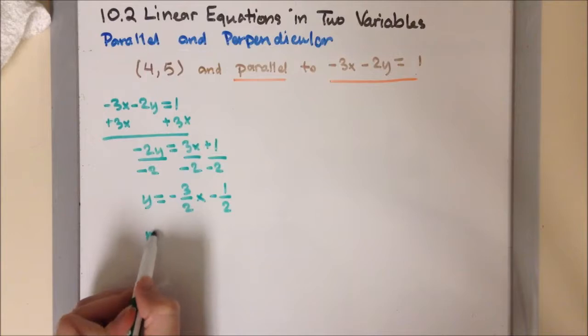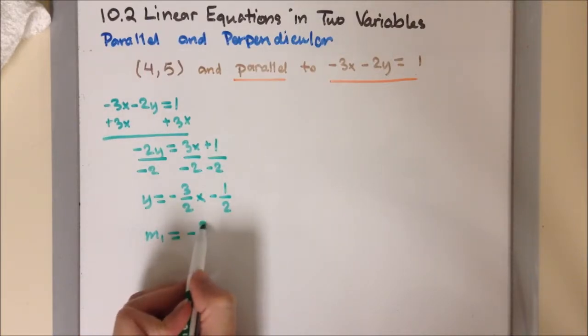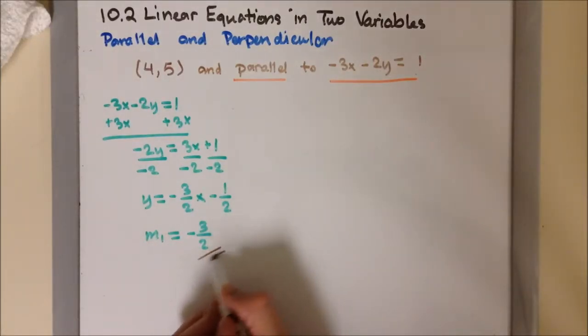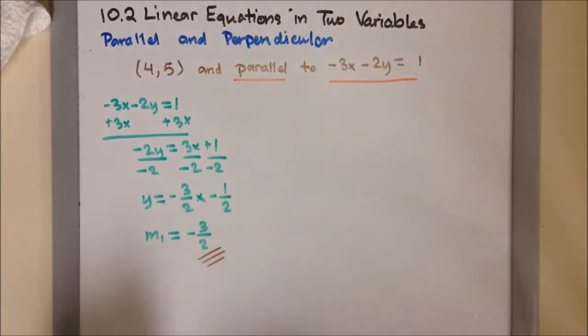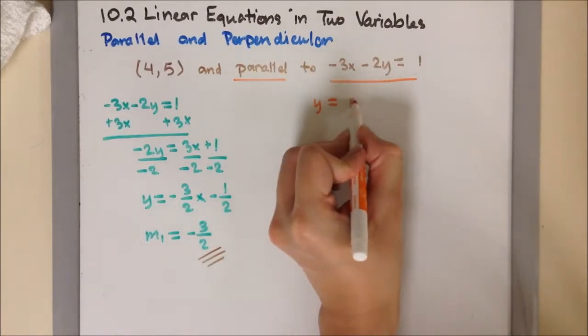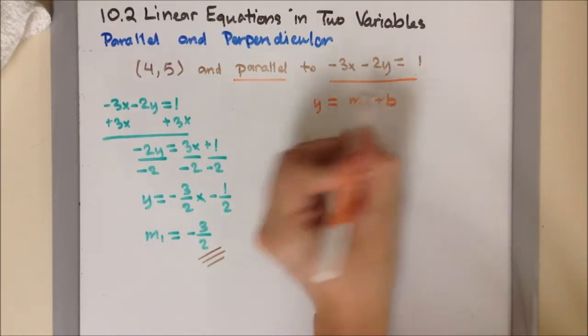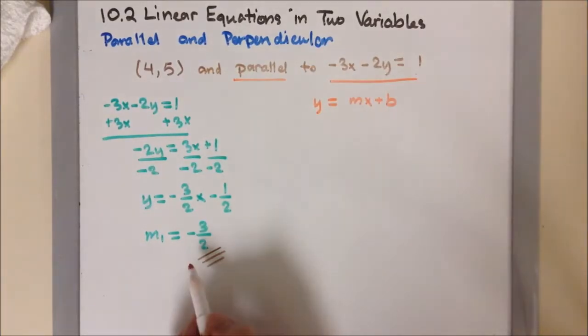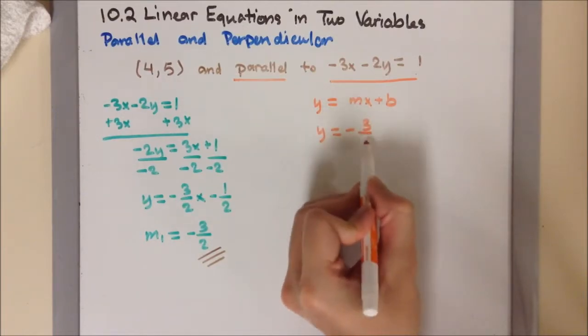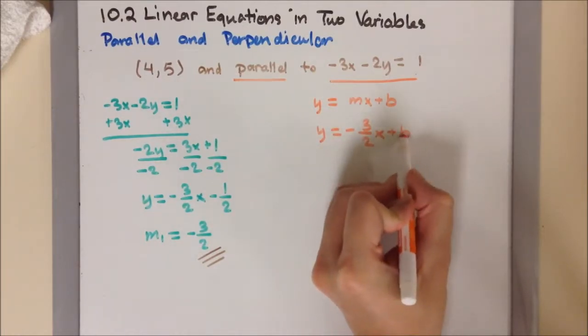So my slope is negative 3/2. That's all we need from that part. So I'm going to use this information to make my new linear equation. So here, y equals mx plus b. I'm making a new equation. Since it's parallel, that means it's going to be the same slope. So it's going to be y equals negative 3 over 2x plus b.